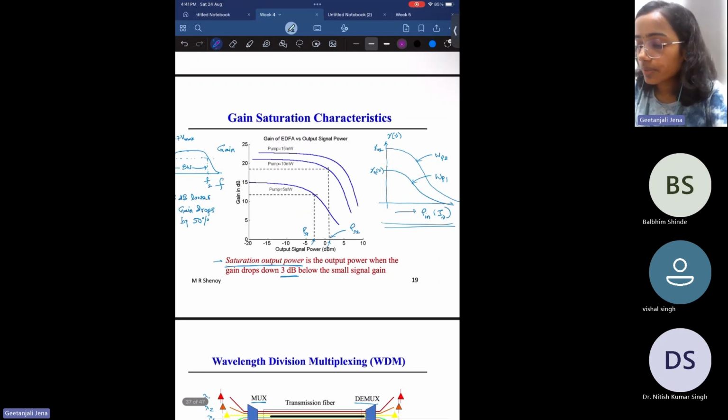So the gain curve is the plot of gain versus output signal for different pump powers. If you increase the pump power, the gain will also increase. Initially the graph is like this. So when you increase the pump power, the gain will also increase.